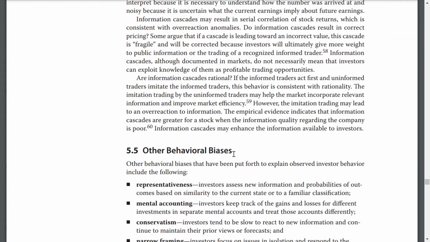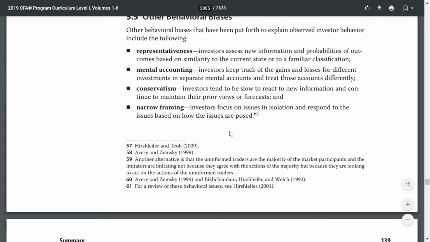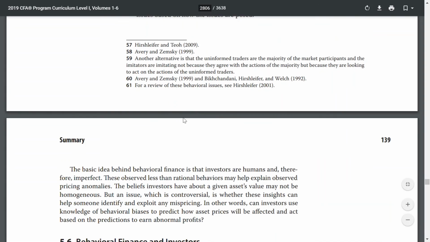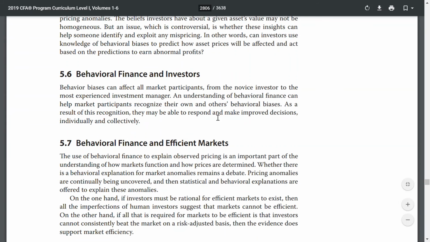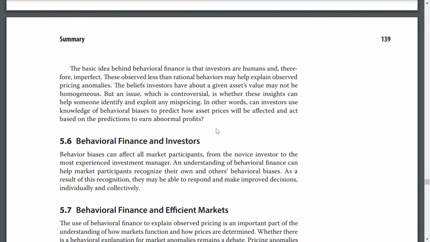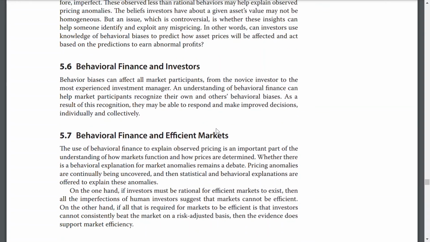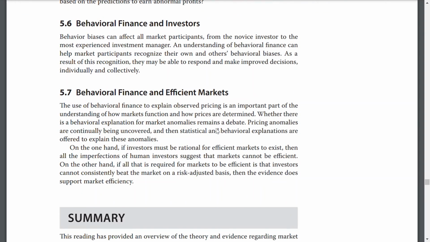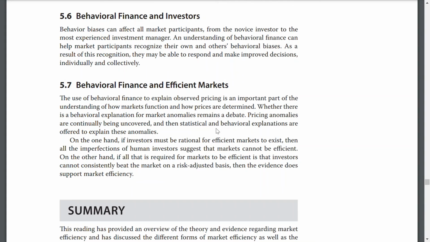Other behavioral biases include representativeness, mental accounting, conservatism, and narrow framing. Behavioral biases can affect all market participants, from novice investors to the most experienced investment managers. An understanding of behavioral finance can help participants recognize their own and others' behavioral biases. As a result of this recognition, they may be able to respond and make improved decisions individually and collectively.